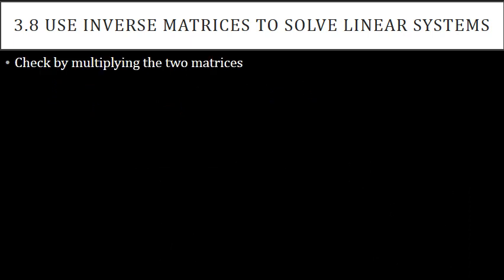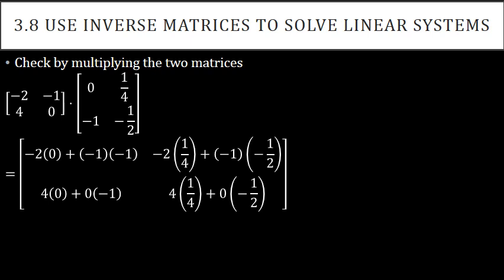We can check that two matrices are inverses by multiplying them together. So here's the matrix and its inverse from the last problem. If I multiply these together, it's a row and a column, so it's 2 times 0 and negative 1 times 1. First row, second column, negative 2 times the fourth, plus negative 1 times the negative half. Second row, first column, 4 times 0, and 0 times negative 1. And second row, second column, will be 4 times 1/4, plus 0 times negative 2.